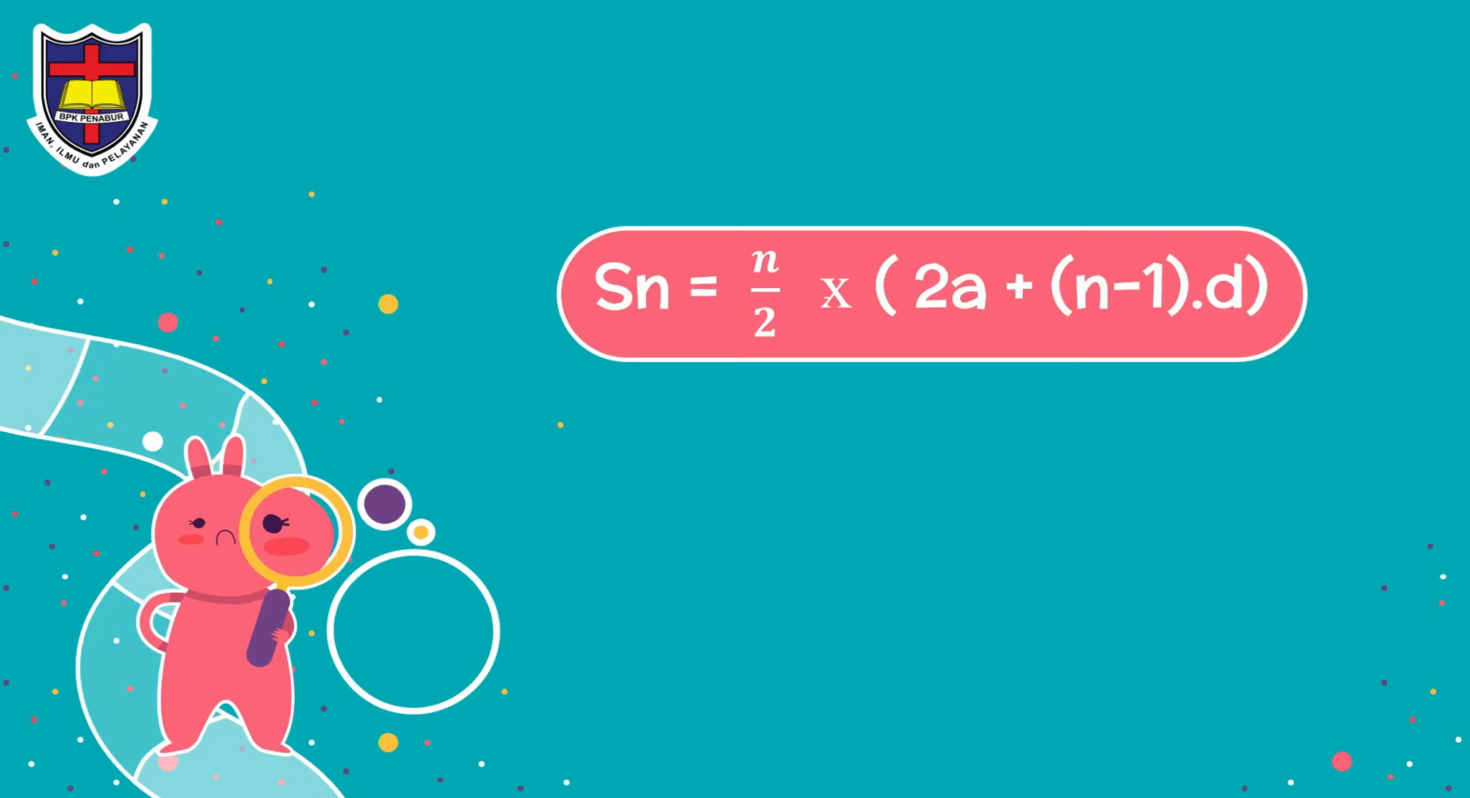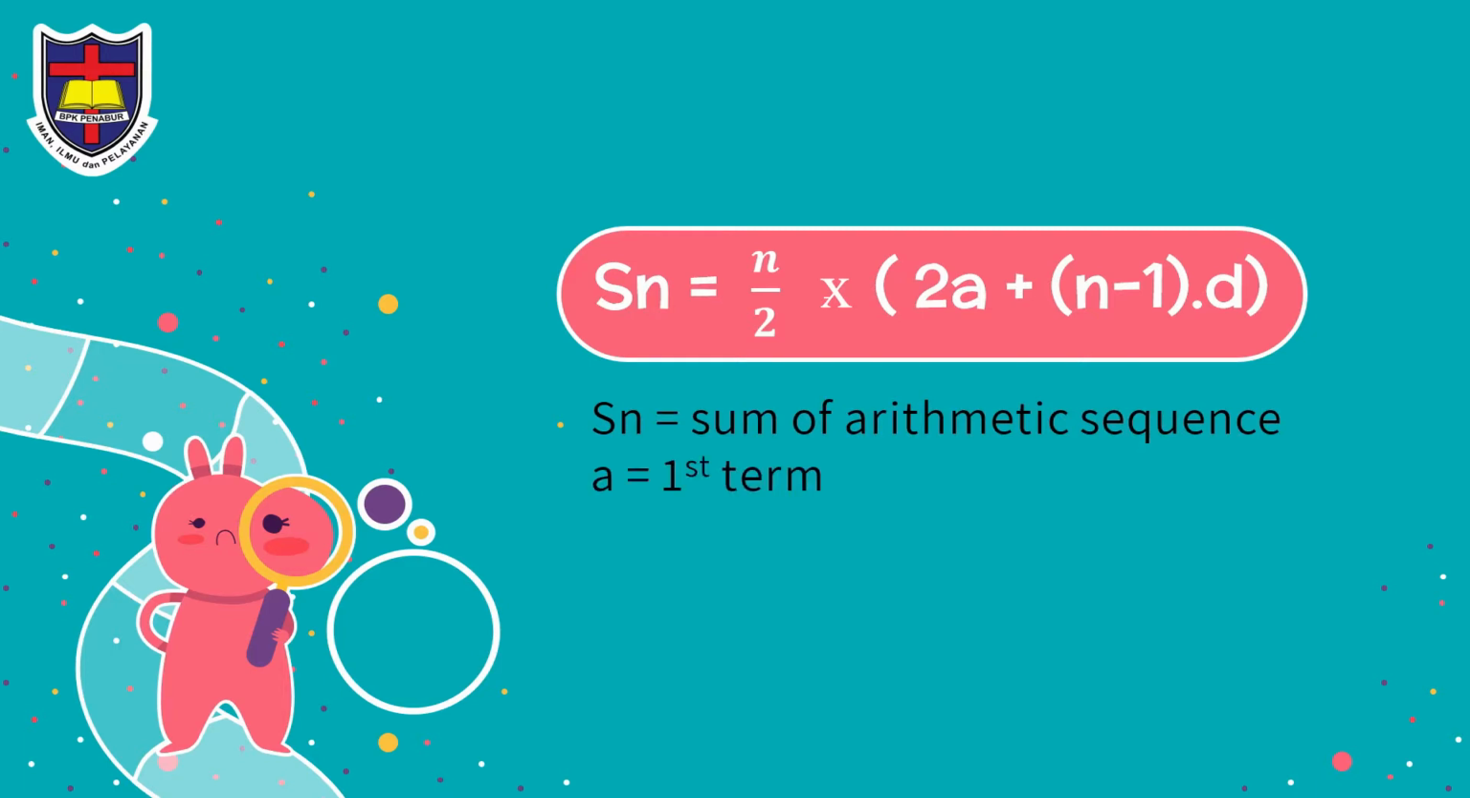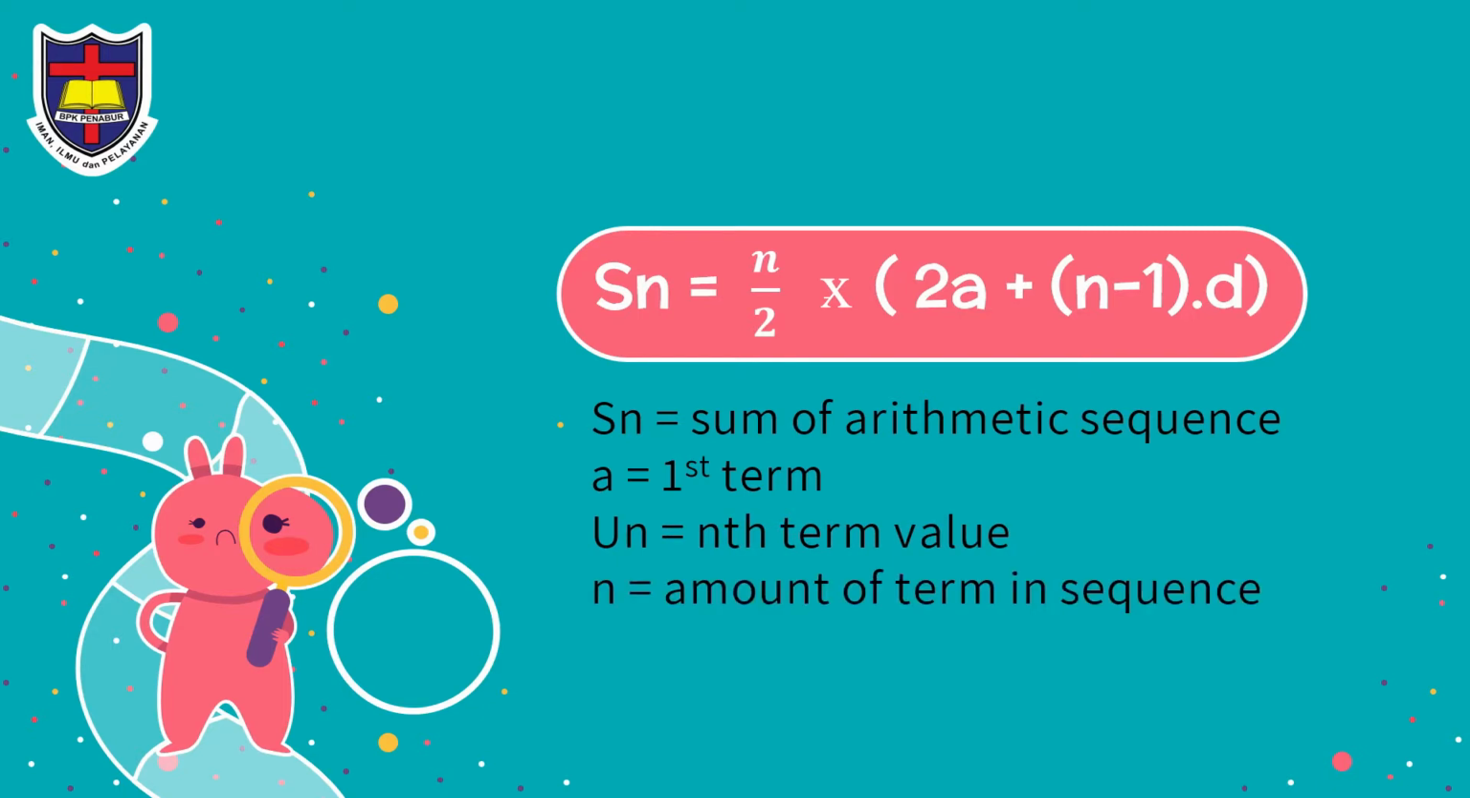We've already known the formula of un. So we can change the un in the Sn formula into the formula of un. So we've got this formula: Sn equals n over 2 times in parentheses 2a plus n minus 1 times d. Sn is the sum of arithmetic sequence, a is the first term, n is the amount of terms in the sequence, and d is the common difference.